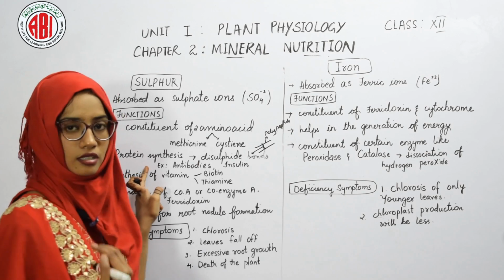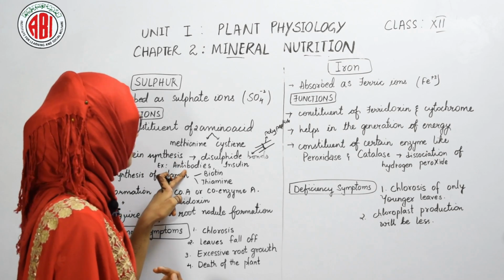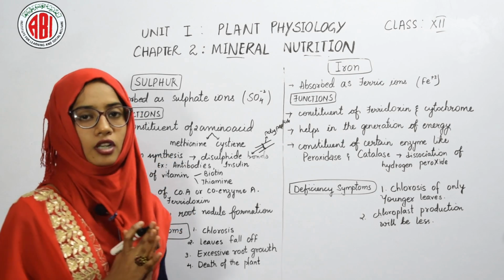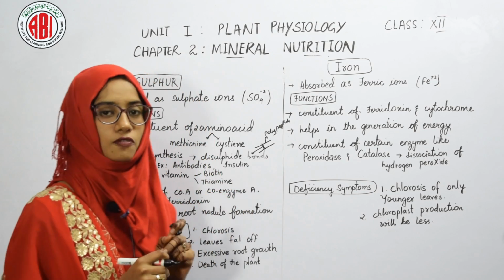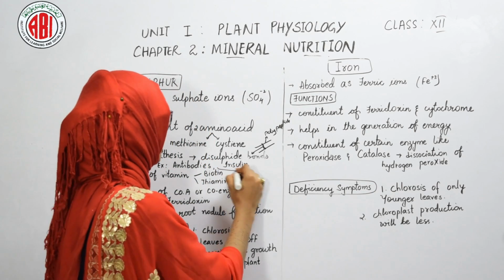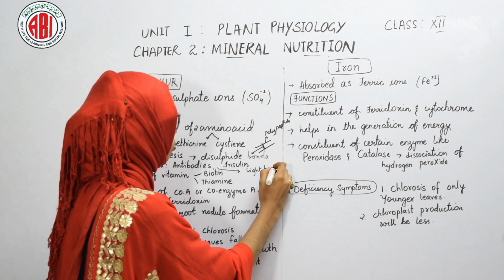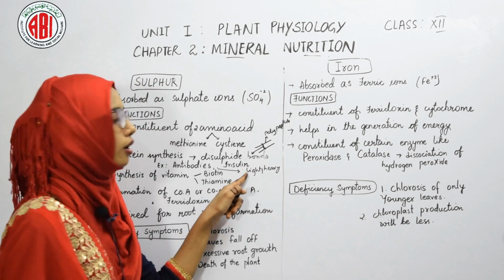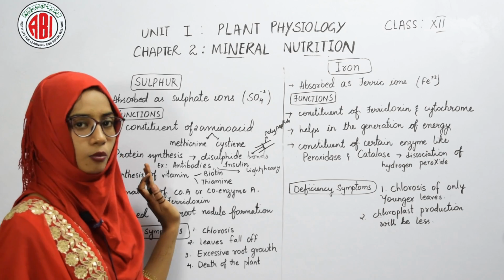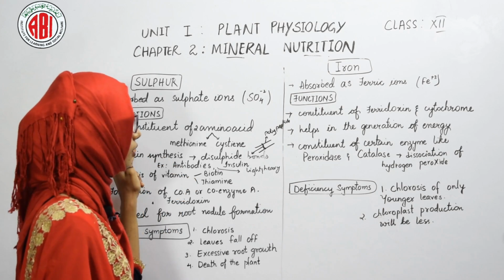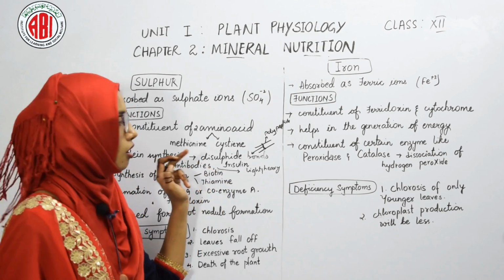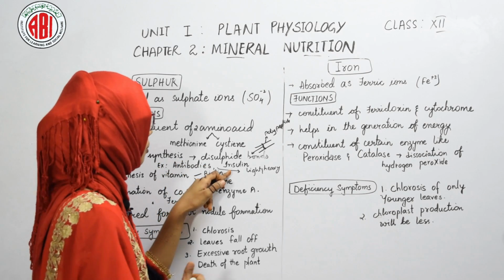Let us take two examples here. The first example is antibodies. When we look at the structure of antibodies, we can see two types of chains, light chains and heavy chains, and in between these two chains a bond is present which is called a disulfide bond. So in this way, sulfur is a constituent, or it helps in the synthesis of proteins.